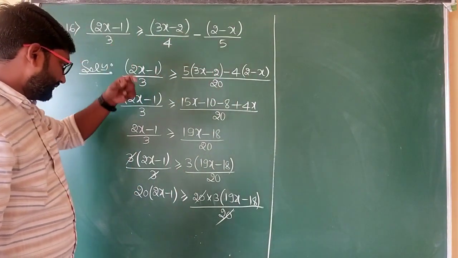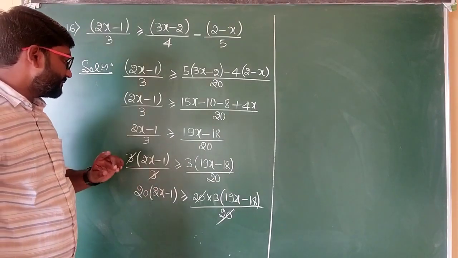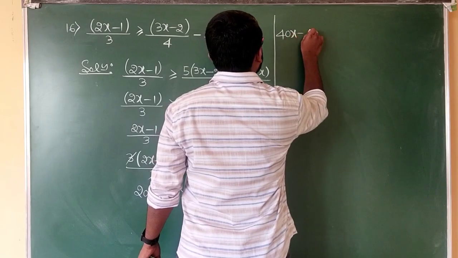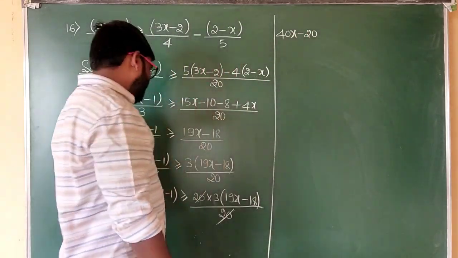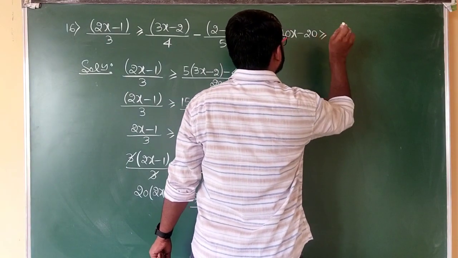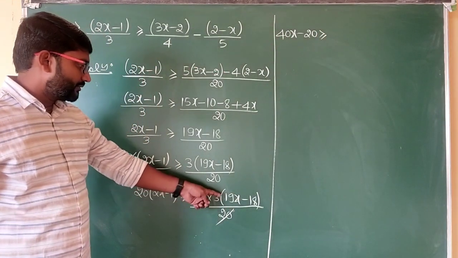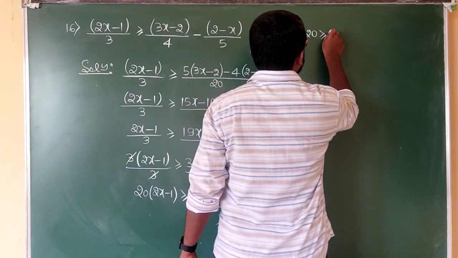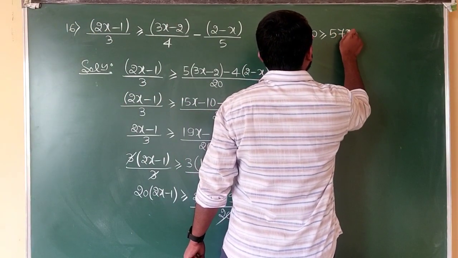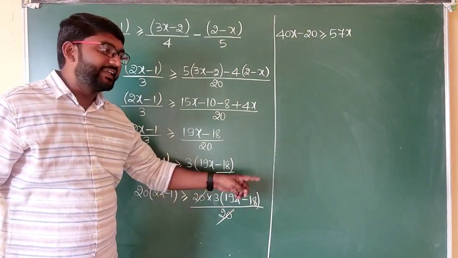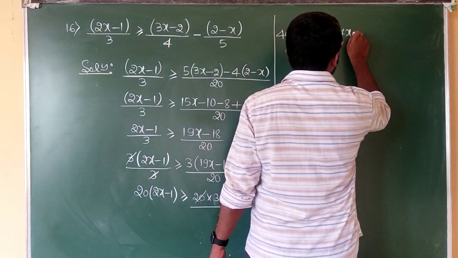Write the remaining term. On the left-hand side we are left with 20 into (2x − 1). 20 into 2x will be 40x − 20, then greater than or equal to 19x into 3, 57x, then 3 into −18 is −54.